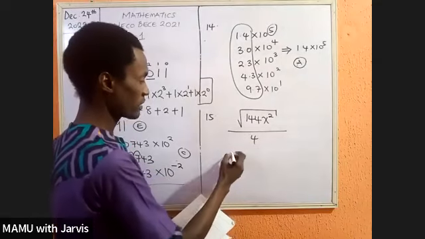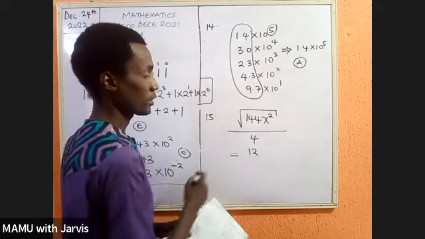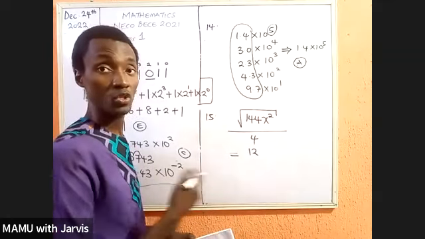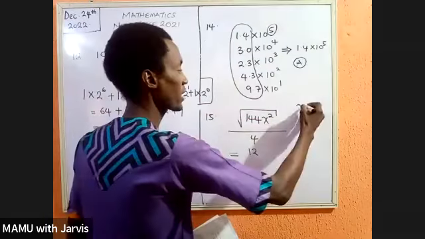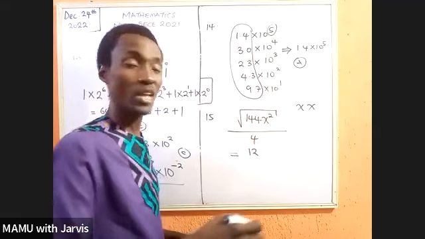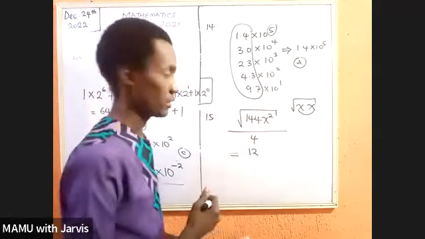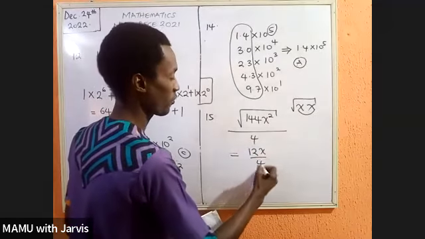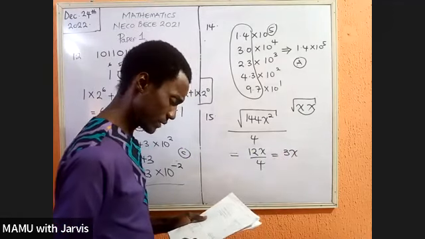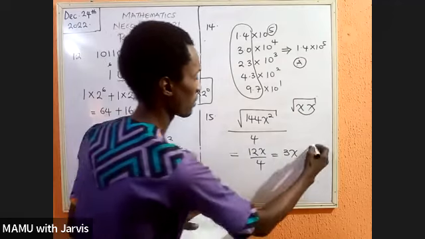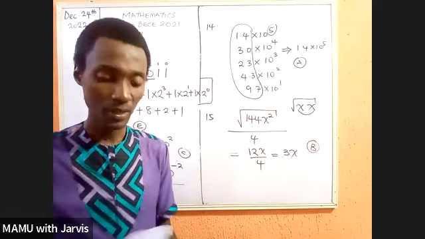So in this setup, what is the square root of 144? It is what? 12. Concept of square, perfect squares now. What's the square root of x squared? X squared means x twice. And if you remember your grade 7, the concept of square root means pair and pick one. So this will be 12x divided by 4. And that will be what? 3x as a final answer. So that will mean that answer will be what? B.